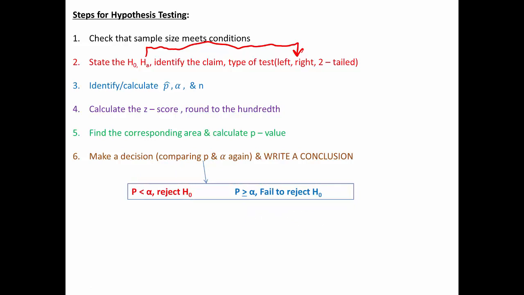Make a decision and write a conclusion. Now our decision is back to what we did last Wednesday, comparing p and alpha. If p is less than alpha, we reject the null hypothesis. Now do remember this. When we reject the null hypothesis, what's the claim though? It could be the alternative hypothesis. So when we write our conclusion, it's writing it in terms of what is the claim. I think that's the best way to do this.